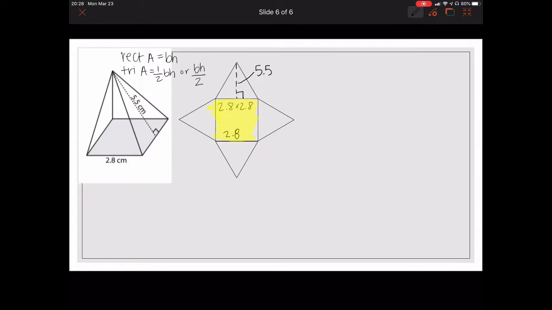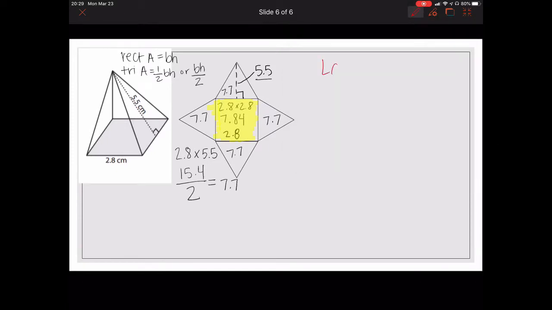Sorry about that. The pen wasn't working. And that becomes 7.84. And then for our triangles, our base is going to be 2.8, and we're going to multiply that by the height, which is 5.5. And this comes out to 15.4, but don't forget it's a triangle, so we have to divide it by 2. It comes out to 7.7 in each of these.